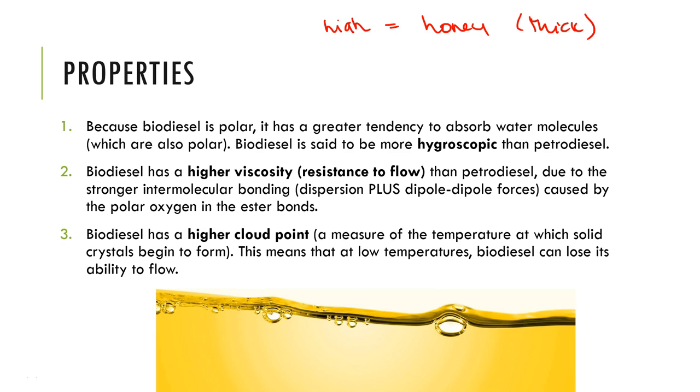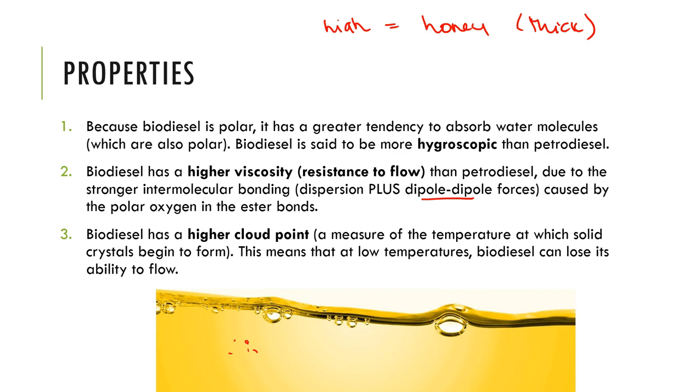So it has a higher viscosity than petrodiesel because of the stronger intermolecular bonding, the dipole-dipole forces, as well as the dispersion forces. And as a number of you have noted, a lot of biodiesel molecules are actually bigger than some of the molecules that we see within petrodiesel, so they increase dispersion forces as well. And the biodiesel has a higher cloud point. Cloud point is a measure of the temperature where solid crystals start to form. So as it starts to cool down, we'll start to see solid crystals forming in it.